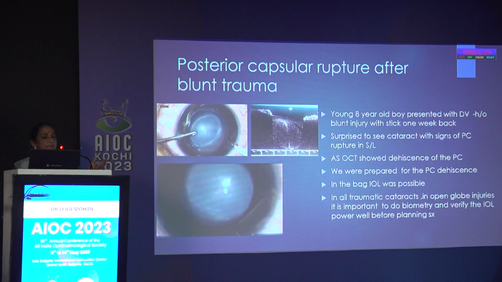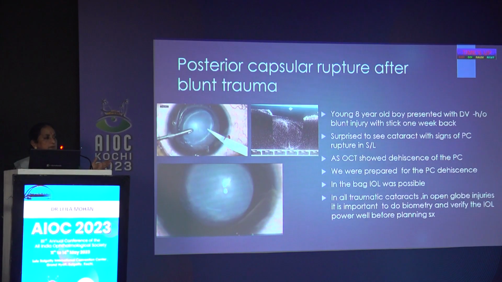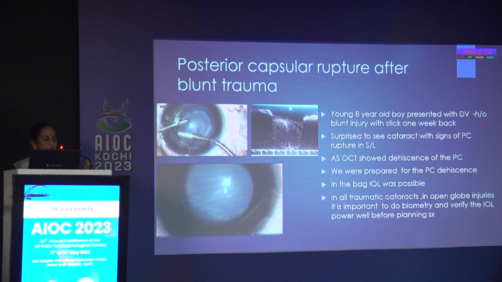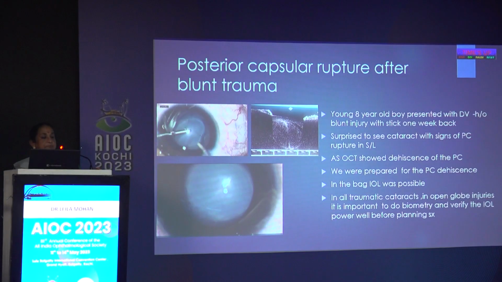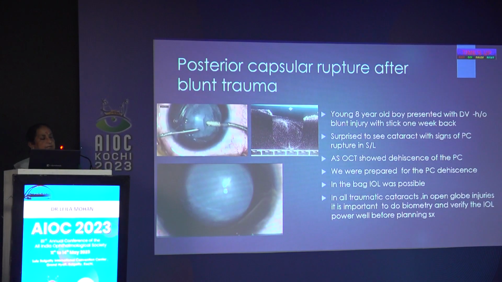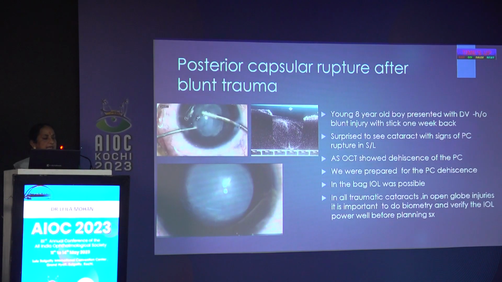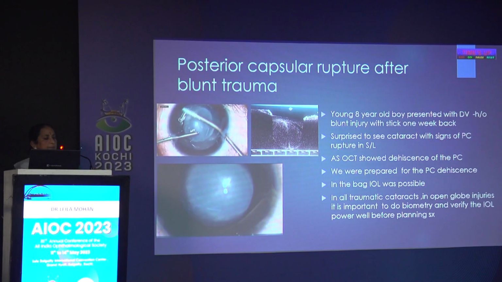You can manage them with strategies to use viscoelastic to soften, low parameters like low fluid and vacuum, and then often we can implant an IOL. A 3-piece IOL is ideal to be implanted either in the sulcus or in the bag, and then capture it posteriorly.